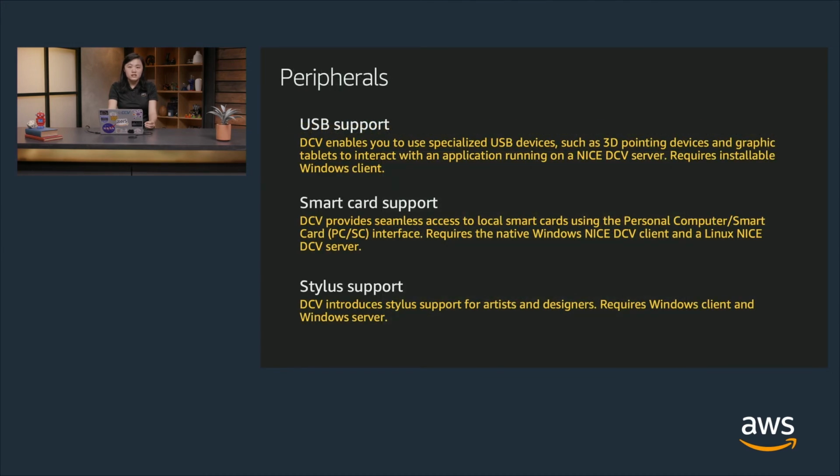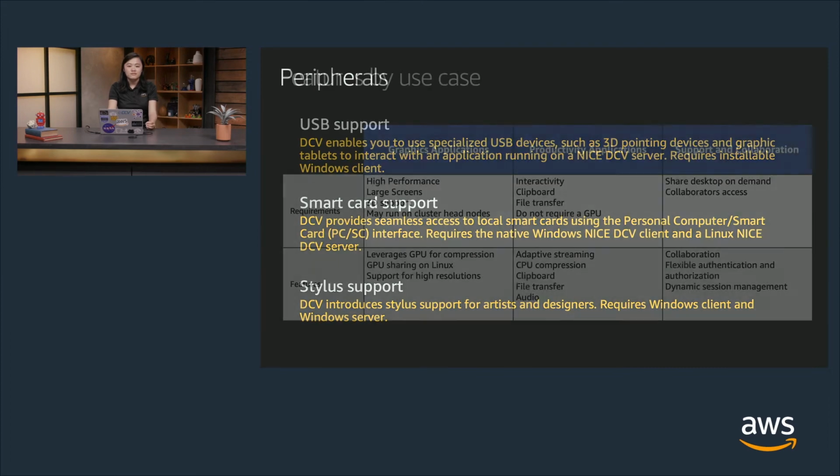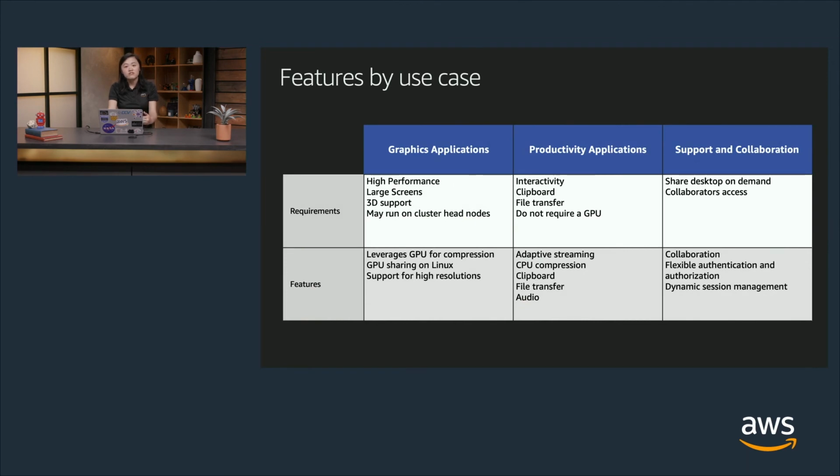For peripherals, NICE DCV supports USB, smart cards, and we recently introduced stylus support too. Some of these are limited to the native Windows client for now, but we plan to add these to other clients in the future. Here is a summary of features by use case. It's broken down into 3 use cases: graphics applications, productivity applications, and support and collaboration. I have listed the requirements for these use cases and the DCV features important to these use cases here.